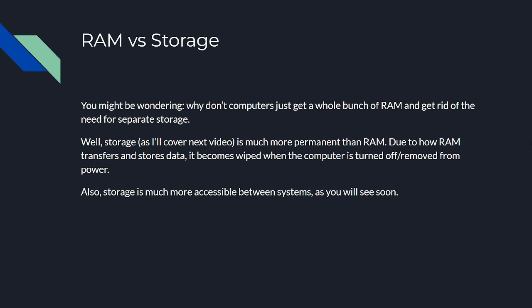So, RAM versus storage. You might be wondering, why don't computers just get a whole bunch of RAM and get rid of the need for separate storage? Well, storage, as I'll cover in the next video, is much more permanent than RAM. Due to how RAM transfers and stores data, it becomes wiped when the computer is turned off or removed from power. Also, storage is much more accessible between systems, as you'll see soon.